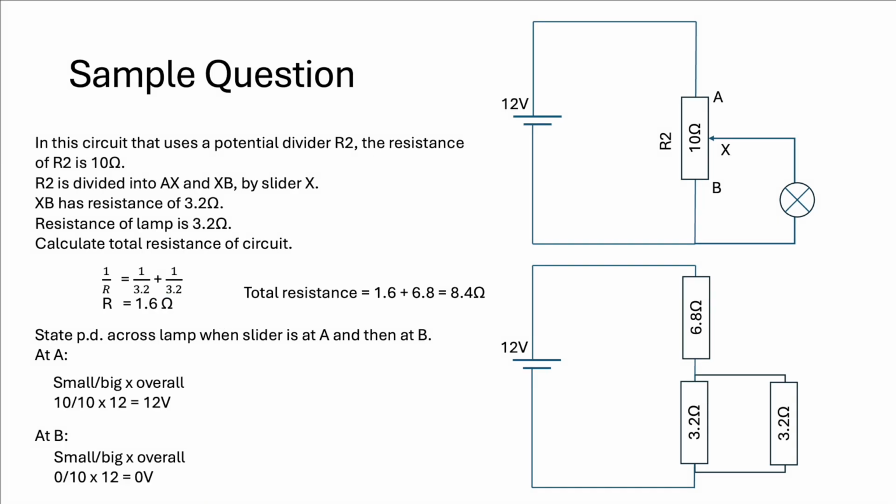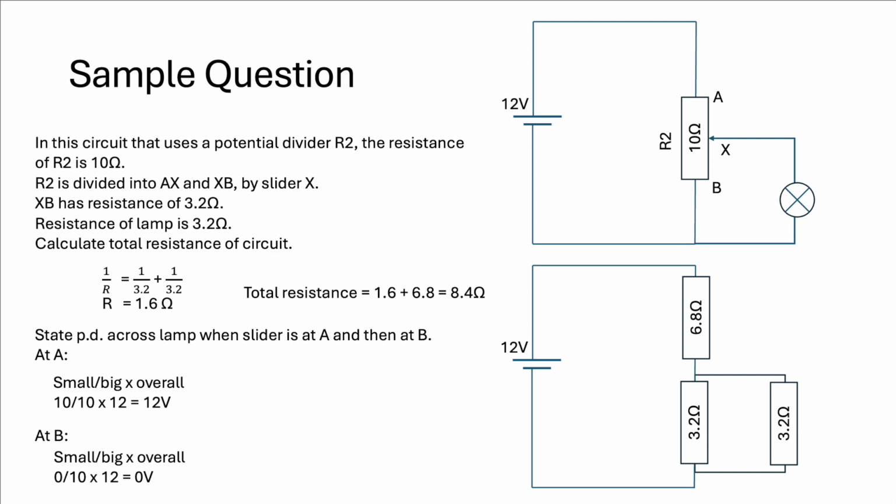Okay, state the potential difference across the lamp when slider X is at A and then at B. So if it is at A, it's the full value of the potentiometer, right? So your small over big times overall formula, your concept is going to be like what? Big over big, because it's the same distance, right? Because it's at the full value of 10. So 10 over 10 times 12 is going to be 12. Then if it is at B, then it is at 0 value. So 0 over 10 times 12. You're going to get 0.